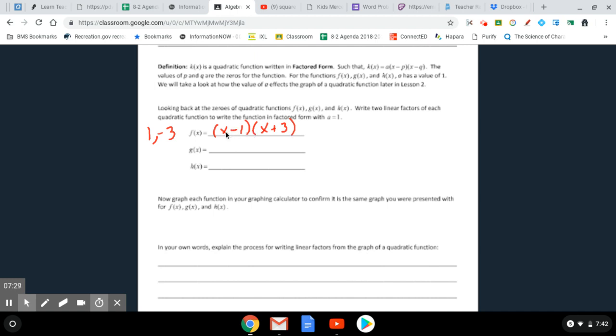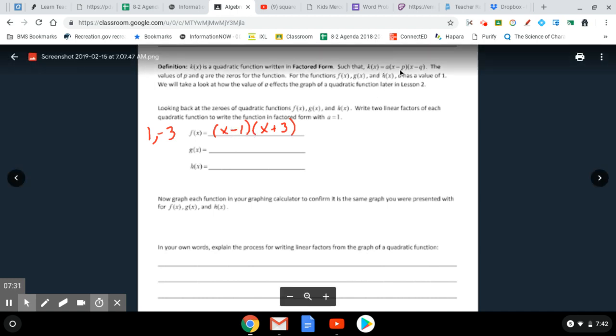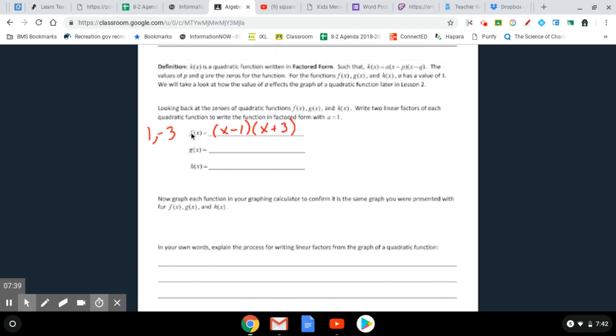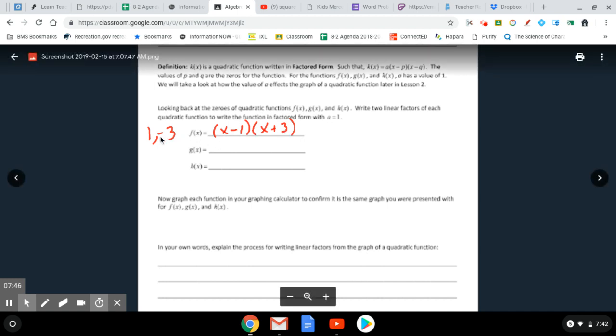Now, there's two ways I can look at that. I can look up here at the formula that they gave me, and it says x minus a zero and x minus the other zero. So if I do x minus this first zero, that's x - 1, and then x minus the other zero is x - (-3), which would be x + 3.